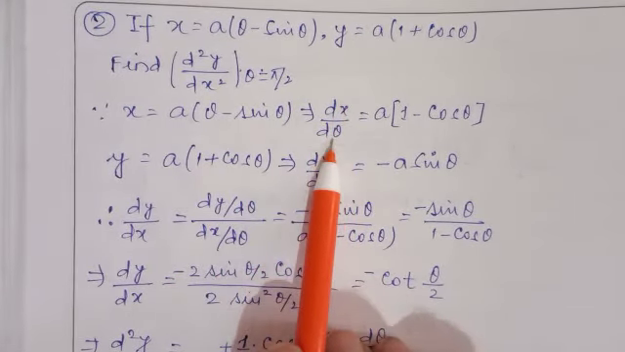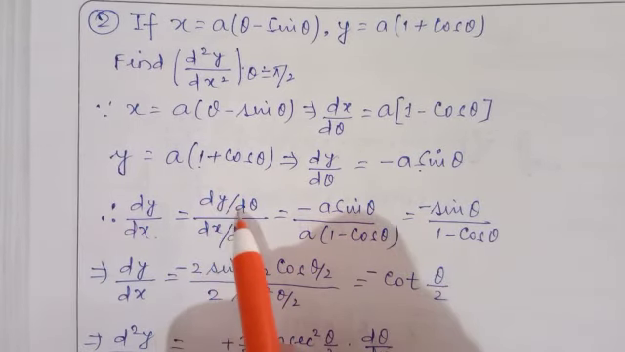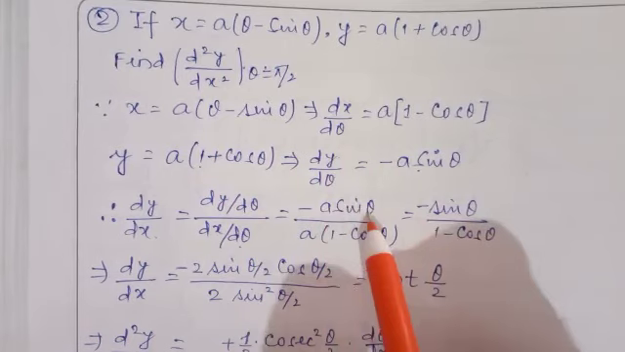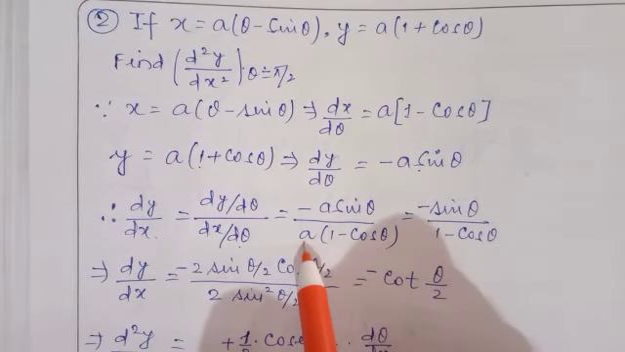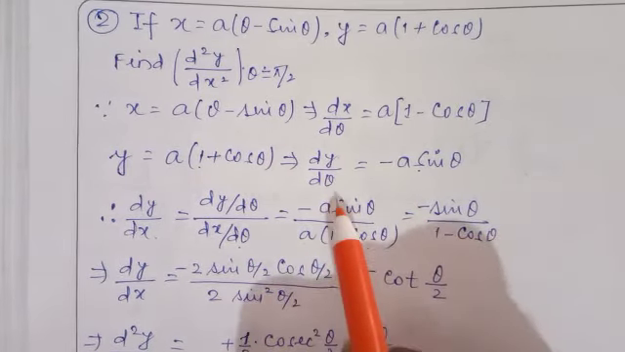Like the previous one, calculate dy by dx, which should be written as dy by d theta upon dx by d theta. Dy by d theta is minus a sine theta and dx by d theta will be a into 1 minus cos theta. A and a should cancel here, so cancel them. Minus sine theta upon 1 minus cos theta is left.